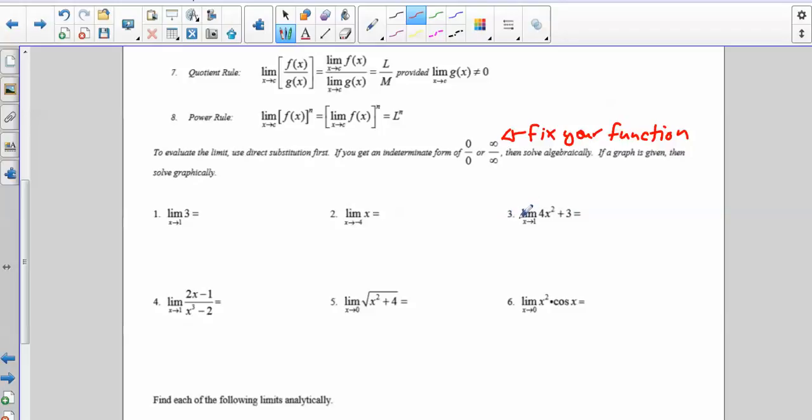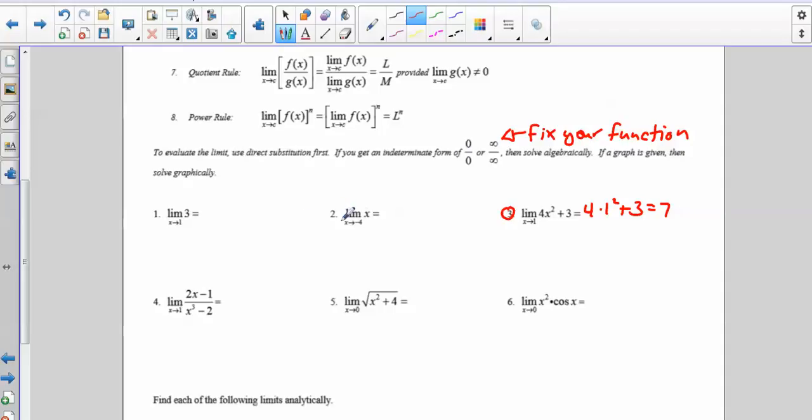We're doing, in example 3, the limit as x approaches 1. And so I'm going to plug 1 into the function. I'm going to substitute it in. 4 times 1 squared plus 3. When you substitute it in, you should get 7. So this is a continuous function, and you can see that as you approach 1 in your x values, you'll approach 7 in your y values.